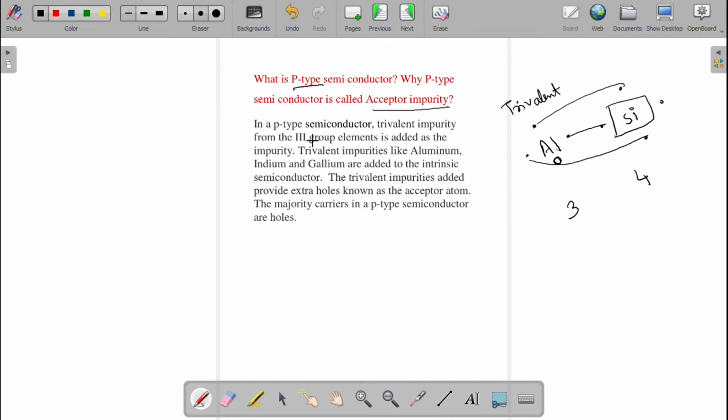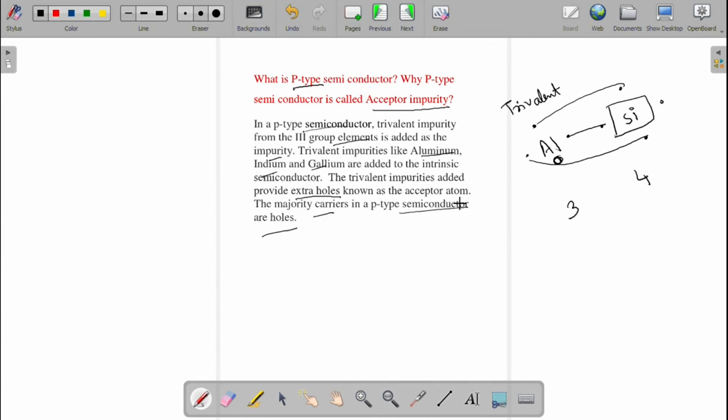Now you will read this. In a p-type semiconductor, a trivalent impurity from the third group element is added to the semiconductor. Trivalent impurities: aluminium, gallium, indium, boron, anything we can consider. The trivalent impurities added provide extra holes. This is important. That's why it is ready to accept an electron, and that's why it is called an acceptor atom. The majority carriers in p-type semiconductors are holes. Why? Because the hole is there to accept the electron. So holes are the majority charge carriers in a p-type semiconductor.